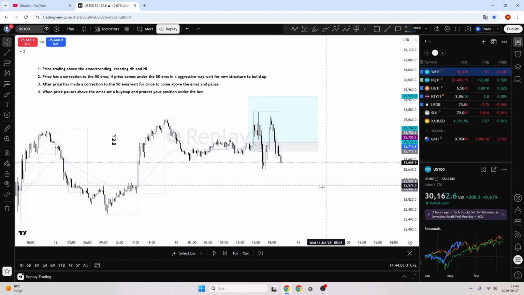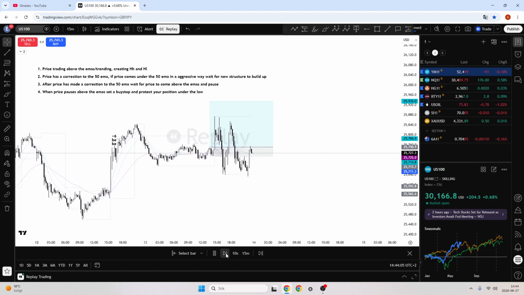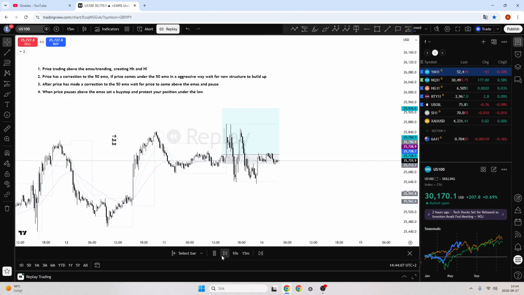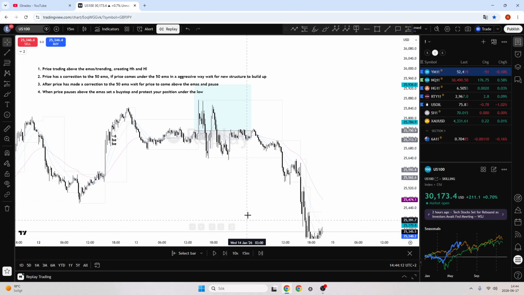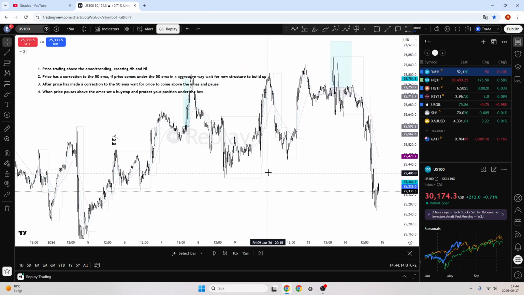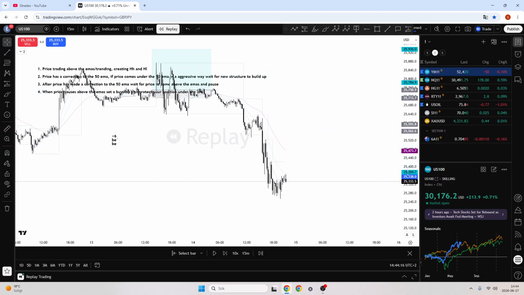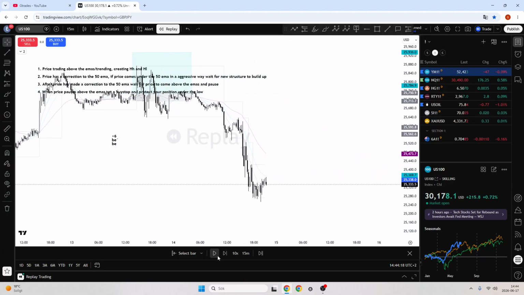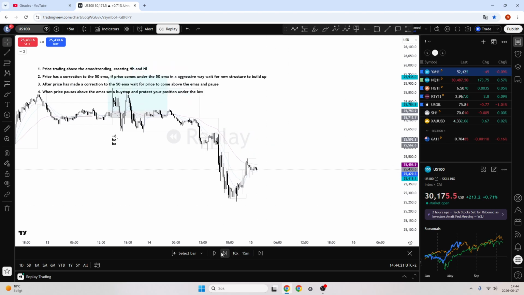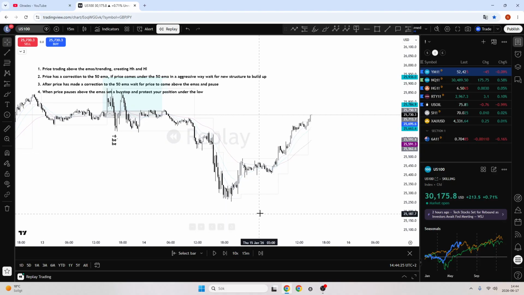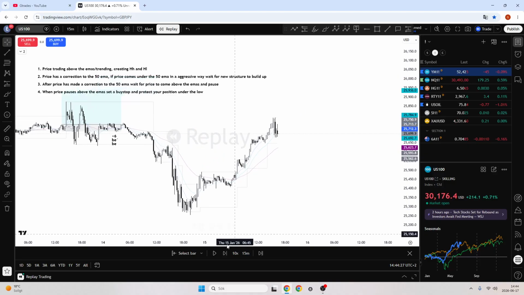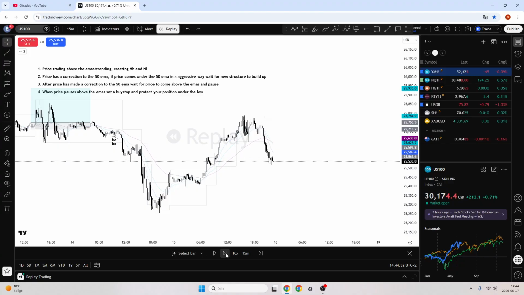Just falls below the 50 MA, starts to get choppy, so we just simply wait for a new structure here. And now we're just trading to the downside right here. So in this case, this might be a reason for us to look short, but let's just wait for new structure. So new structure is coming in. Sells below the 50 MA.